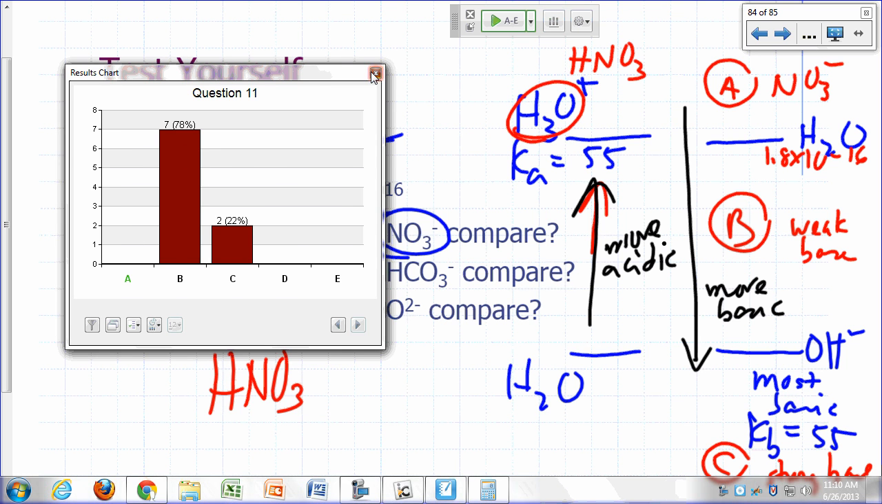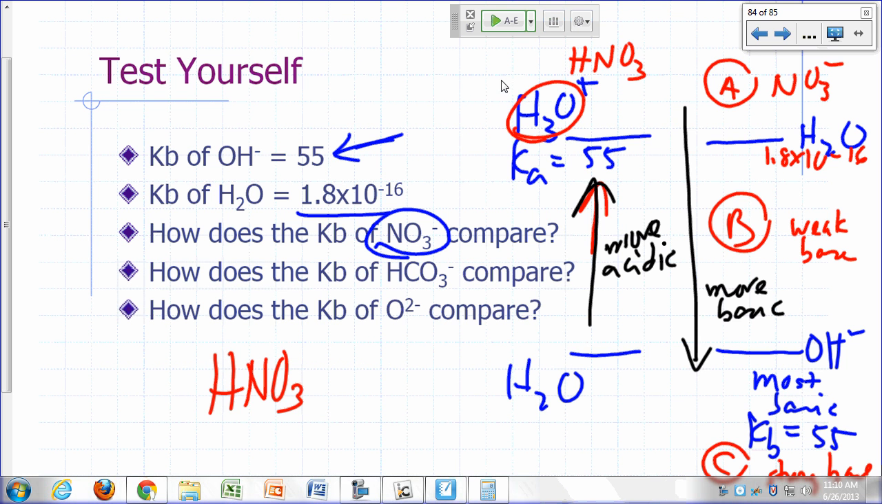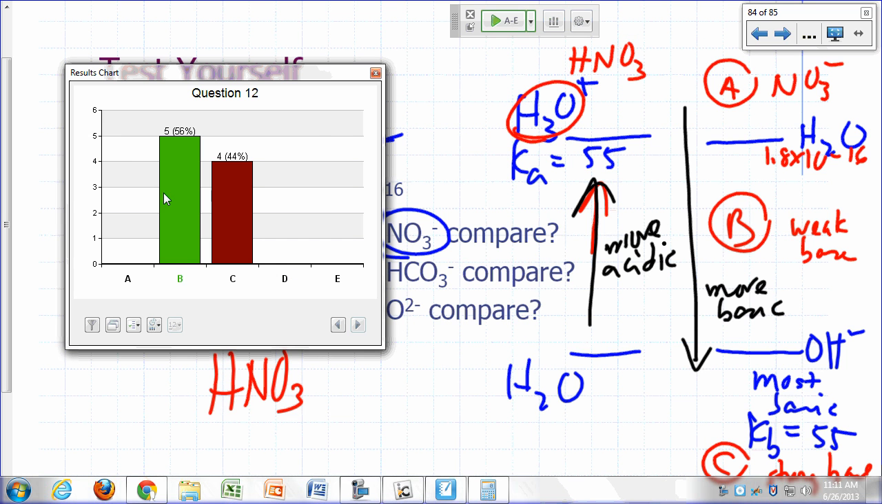How about bicarbonate, HCO3 minus? Where would you find it, A, B, or C? The Kb. Carbonic acid is the conjugate acid. Okay, right in the middle.